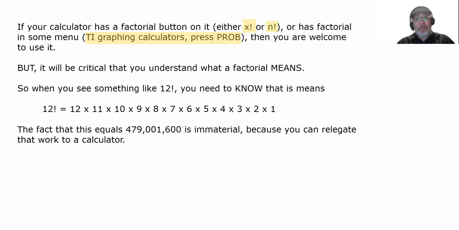So when you see something like 12 factorial, you need to know that that means start multiplying with 12, keep going all the way down until you hit 1. The fact that this equals 479,001,600 is immaterial because you can relegate that work to a calculator.